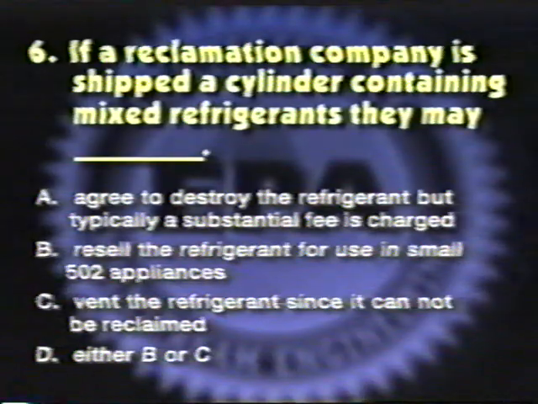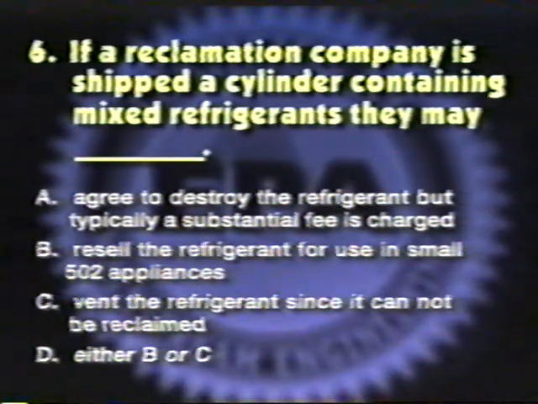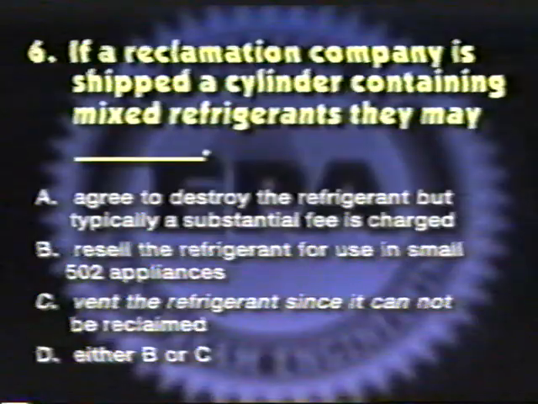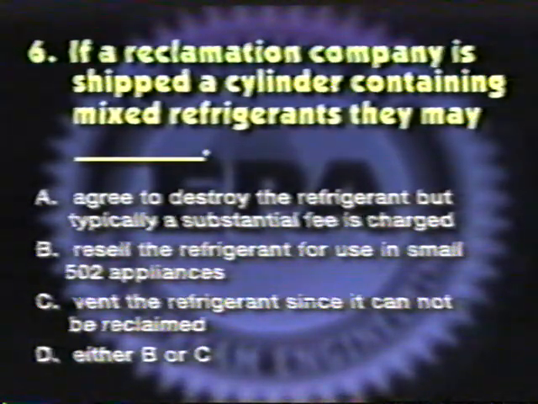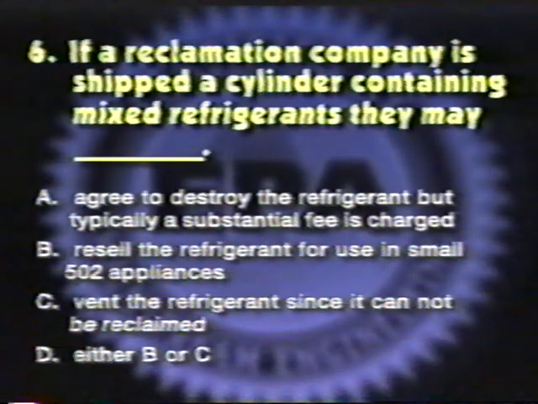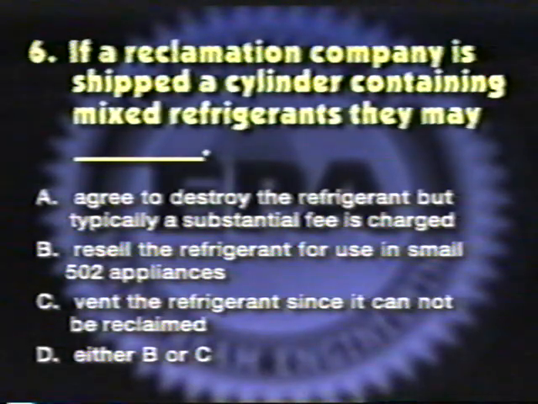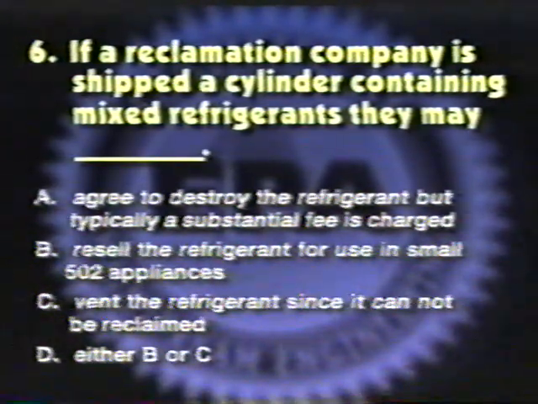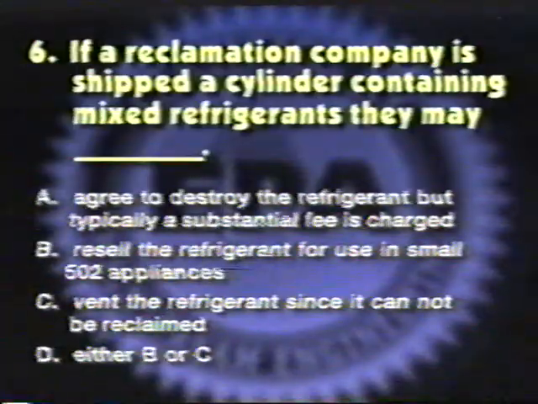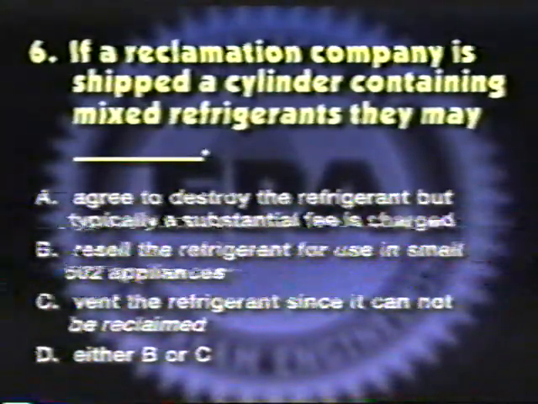If a reclamation company is shipped a cylinder containing mixed refrigerants, they may take which of the following actions? A. Agree to destroy the refrigerant, but typically a substantial fee is charged. B. Resell the refrigerant for reuse in small 502 appliances. C. Vent the refrigerant since it cannot be reclaimed. D. Either B or C.